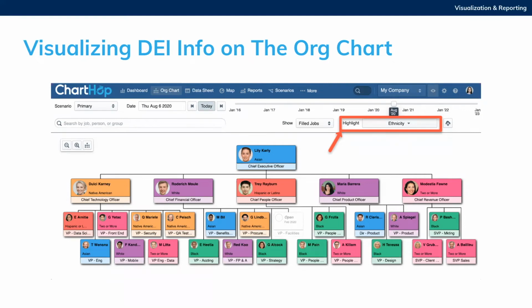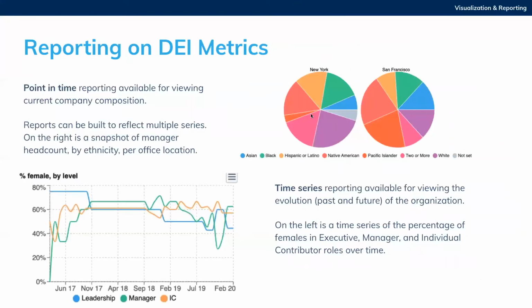In this example, we have highlighting people by ethnicity, and then in the next slide, we have different types of reporting that you can do in terms of a point in time reporting. So it could be a pie chart of your gender distributions, or it could be time series. And this time series is particularly very useful because over time you can look at, for example, in this case, the percent of female participation by different types of data cuts.